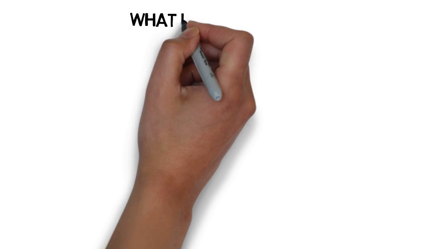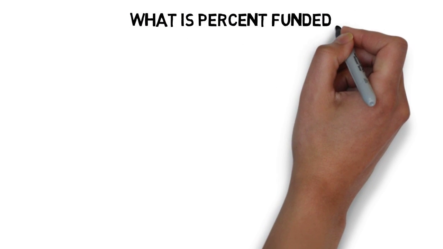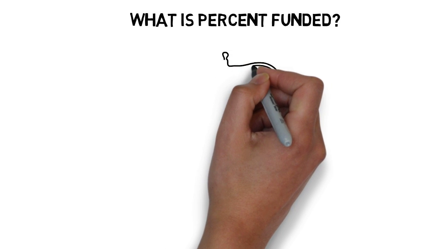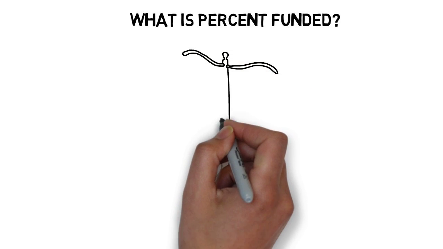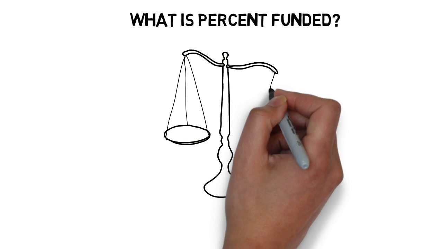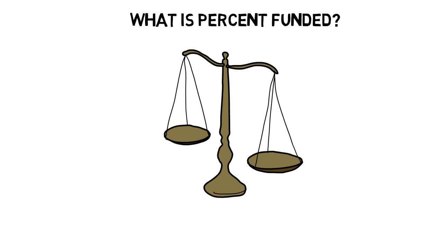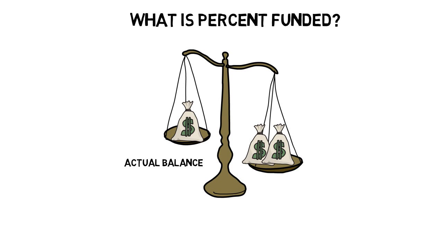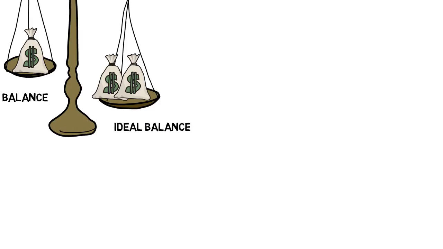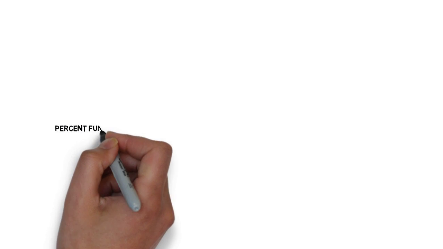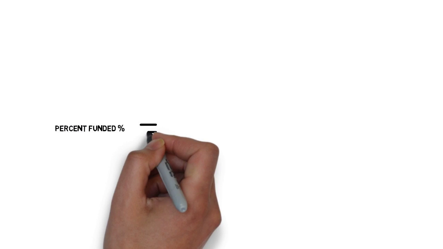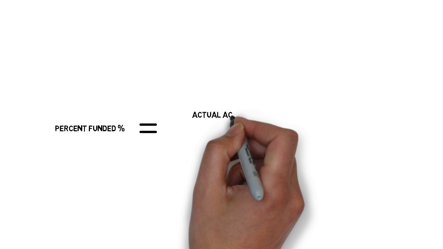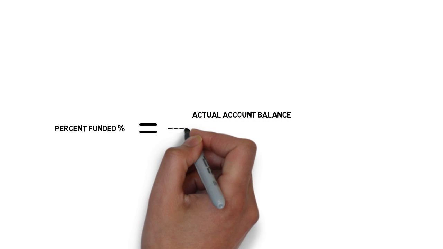What is percent funded? Percent funded is a measurement used by reserve study professionals to calculate the financial health of an association with respect to its reserve account. It's the amount an association actually has in the reserve account compared to the amount the association ideally should have at a specific point in time. Percent funded is calculated as the reserve account balance divided by the ideal reserve account balance. This is also known as the fully funded balance.